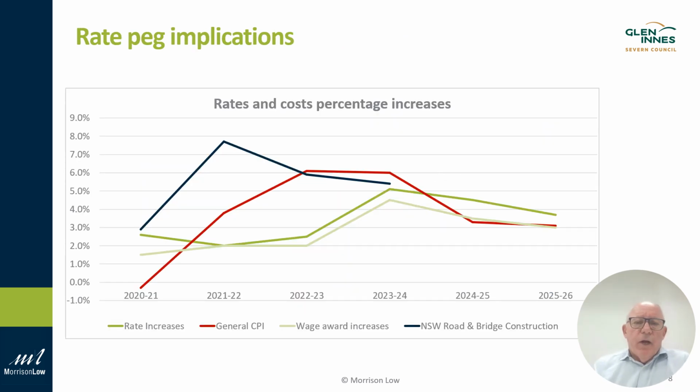The implications of the rate peg are a challenge for all councils in New South Wales in terms of maintaining financial sustainability. As you can see, the red line, the CPI, is largely higher than the rate increase, the dark green line. So there's always this gap between income raised and the cost of providing services, and generally the costs are greater than the income, and as a result of that, council has now considered or is considering a special rate variation, and that's accumulated over a number of years.